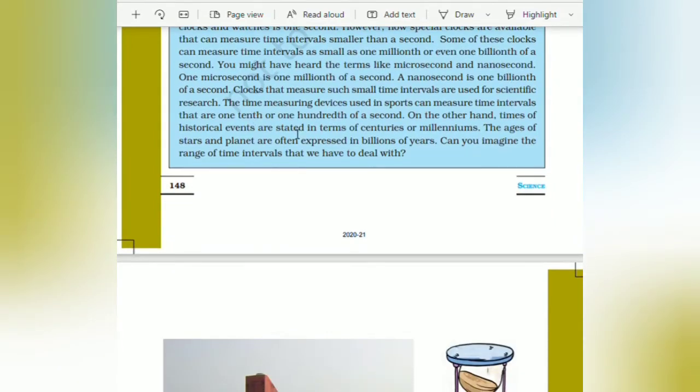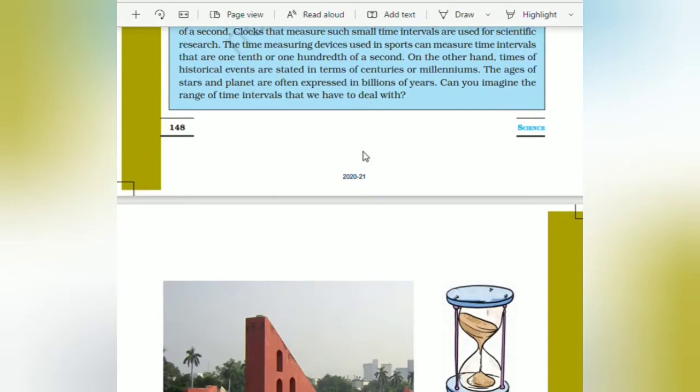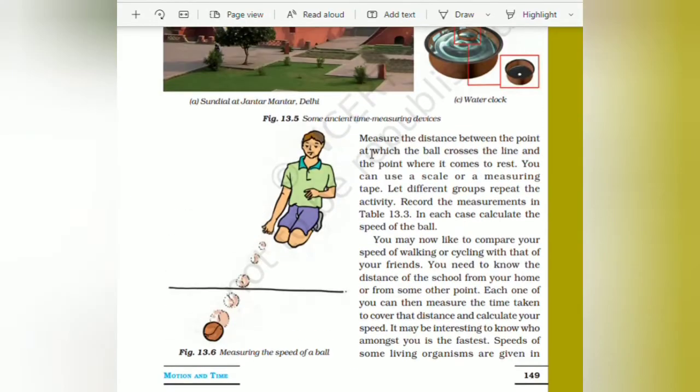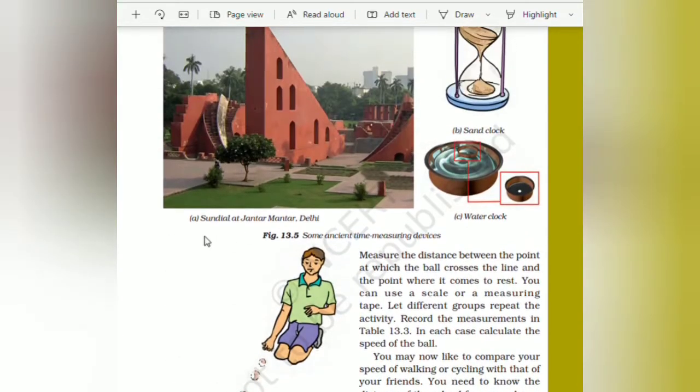Time intervals as small as 1/10 or 1/100 of a second can also be measured. The ages of stars and planets are expressed in billions of years. Here are a sundial at Jantar Mantar, Delhi, then a sand clock and a water clock.